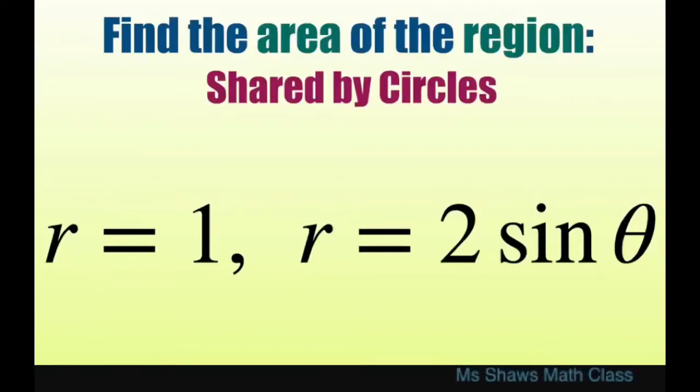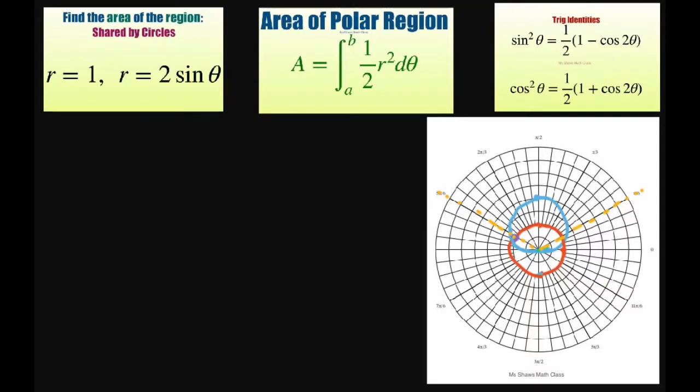Everyone, we're going to find the area of the region shared by these two circles, r equals 1 and r equals 2 sine of theta. For r equals 1, I did a little quick sketch here. It's not perfect, but r equals 1 is my red circle, and r equals 2 sine of theta is my blue circle. We have intersections here at pi divided by 6 and 5 pi divided by 6.